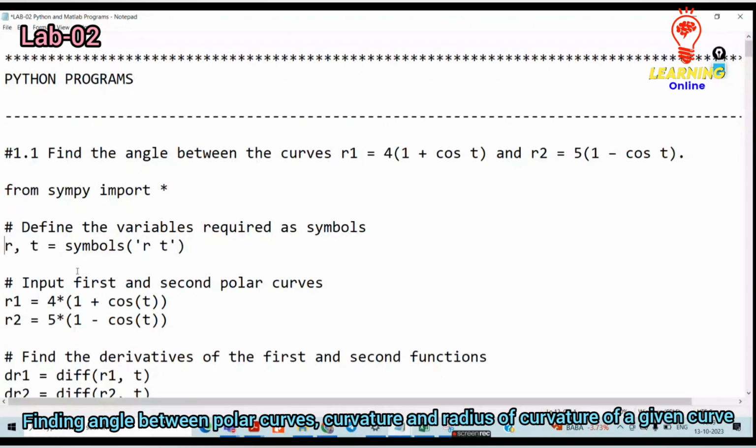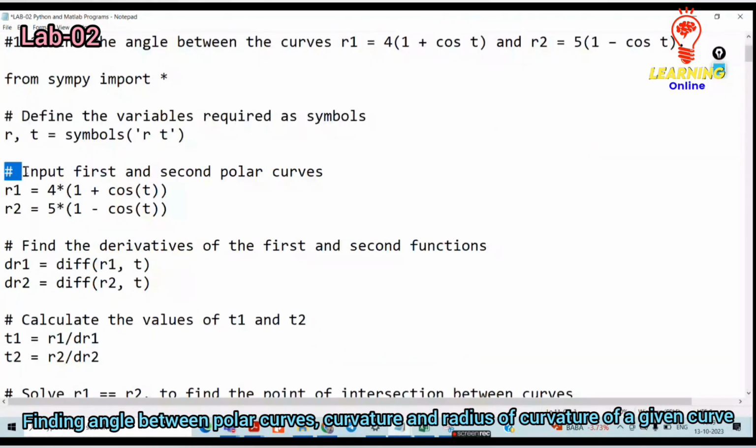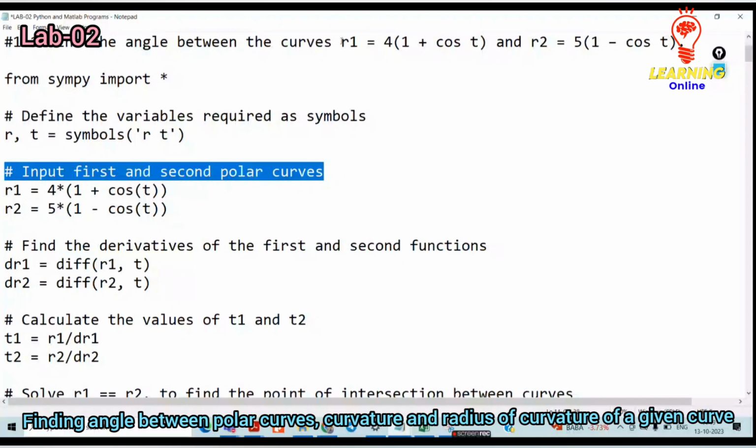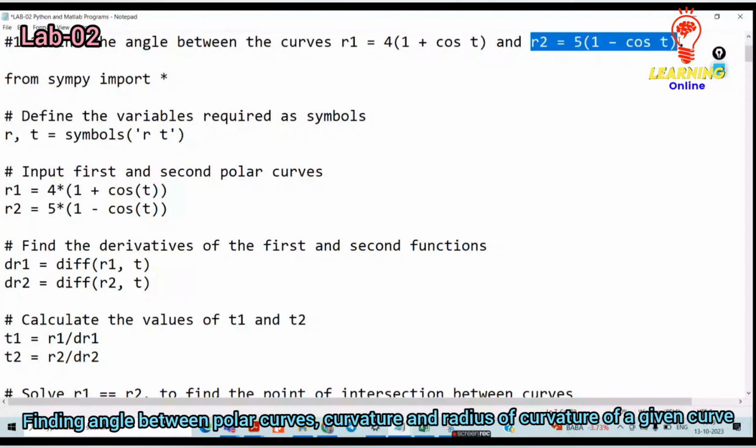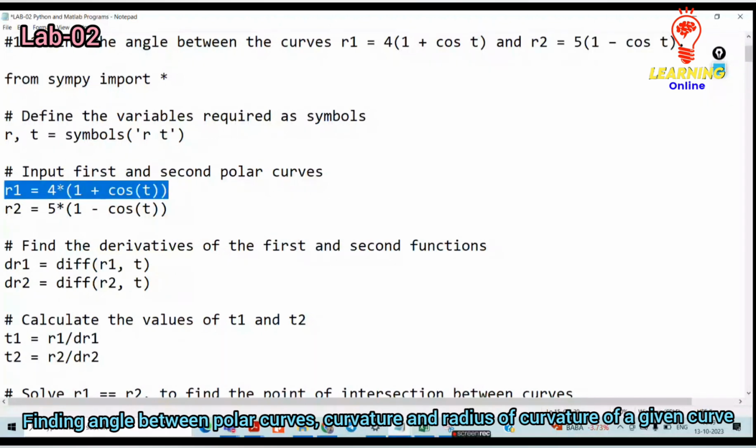Second, I need to define the input of the first and second polar curve. The first polar curve is 4(1 + cos t). The second is 5(1 - cos t). These two are my polar curves. So r1 = 4 * (1 + cos(t)), where star is the multiplication operator and plus is the addition operator. Always use parentheses, cos of t, rather than writing t directly. Then r2 = 5 * (1 - cos(t)), where minus is the subtraction operator.